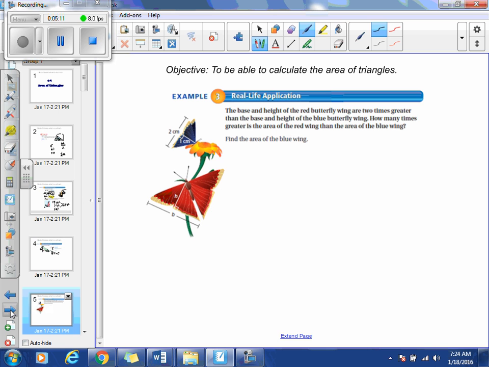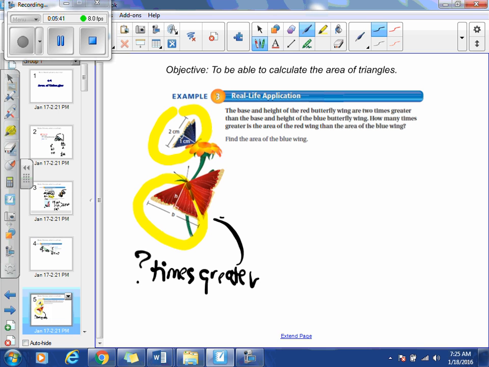All right, last one. The base and height of the red butterfly wing are 2 times greater than the base and height of the blue butterfly wing. How many times greater is the area of the red wing than the area of the blue wing? Okay, so we want to find how many times greater is this one than this one.